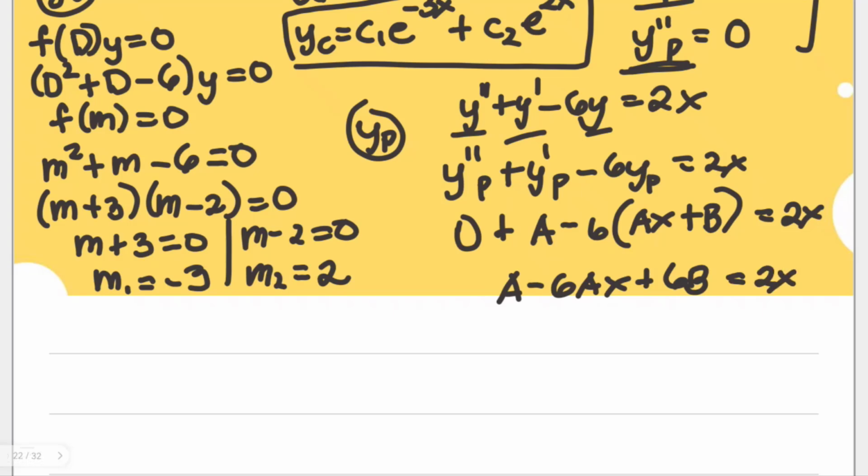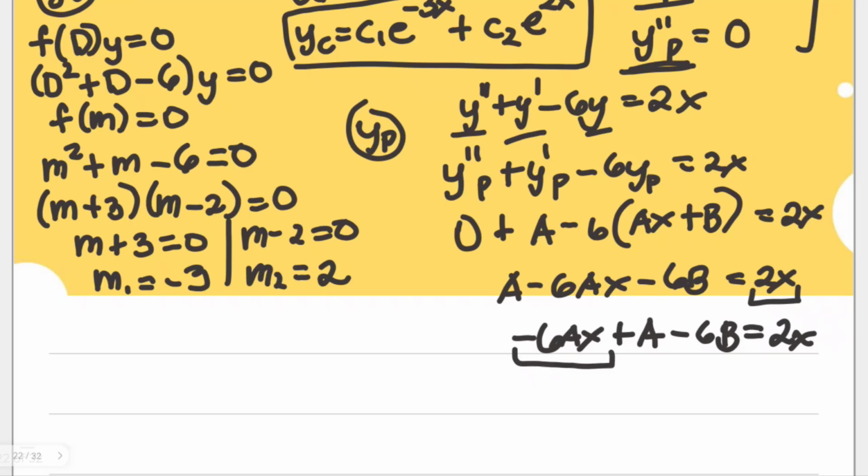The next thing here is to rearrange, if you want to, your terms on the left hand side so that the terms with a variable will have their corresponding term. So you have here minus 6ax plus a, plus, sorry, this is not plus, my bad. Because our multiplier is minus 6, this should be minus, so this is still plus a, then minus 6b is equal to 2x. Now there's only one term here with x, so you pair it with that.